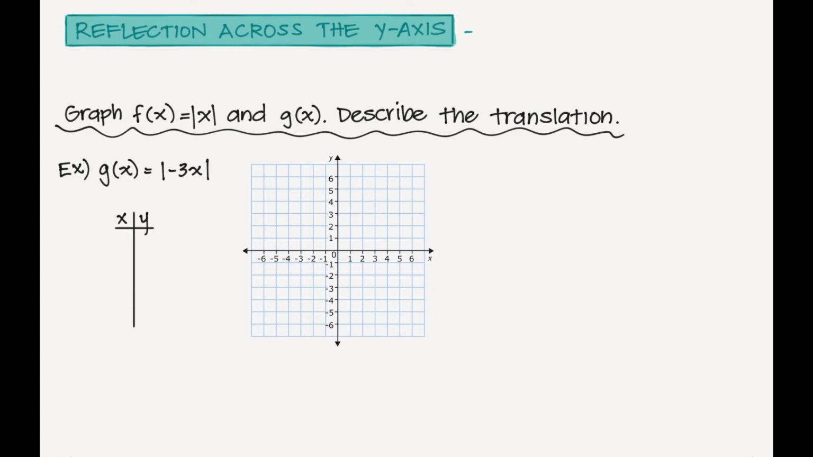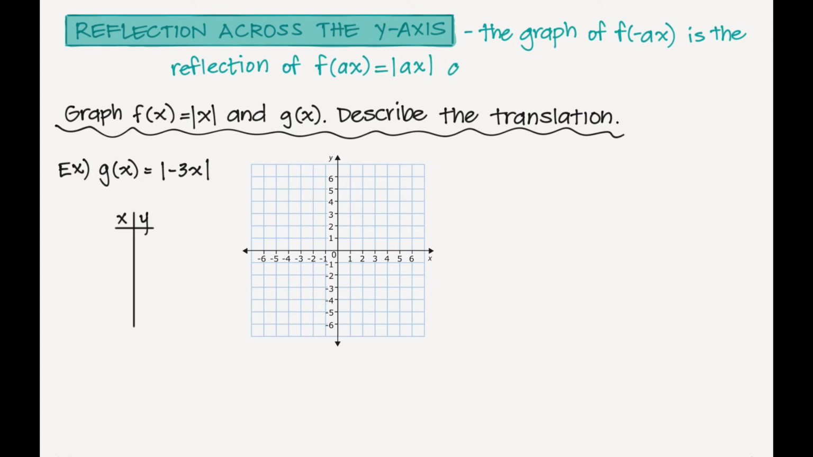And again, this is kind of similar to what we just did, but if you're visualizing this parent function and you're reflecting it across the y-axis, it might not even look like it's being reflected at all because it still is above that x-axis. So what we're going to write down is that the graph of f(-ax) is what we call the reflection of f(x) = |ax|, and this is going to be across the y-axis this time.